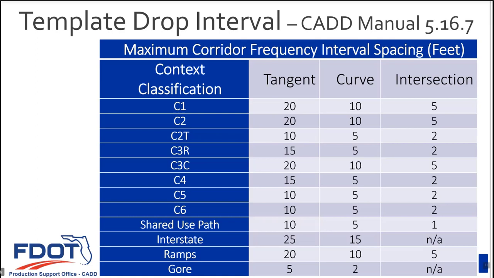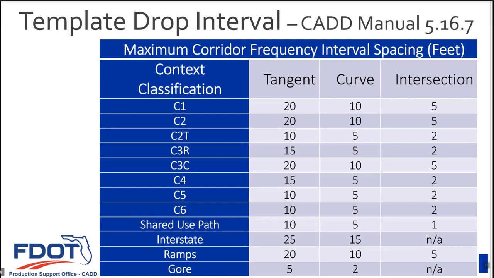And if it's a line or a polygon in the cross section, then it becomes a surface or a shape in 3D. So it's extrapolating everything out. The interval is actually pretty important as to the level of detail. If you go around curves, it's going to have straight lines between each interval. So we do have in the CAD manual a maximum spacing depending on the context classification of the roadway. This table right here is taken straight out of the CAD manual.